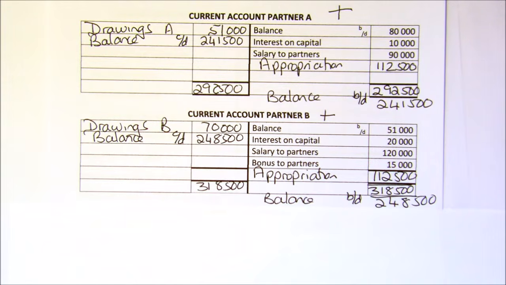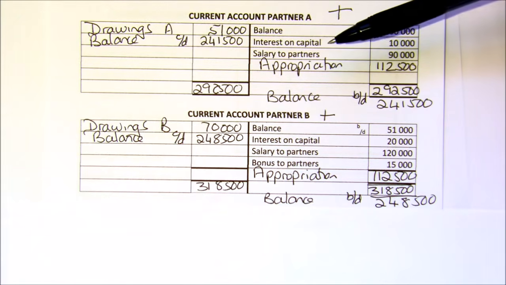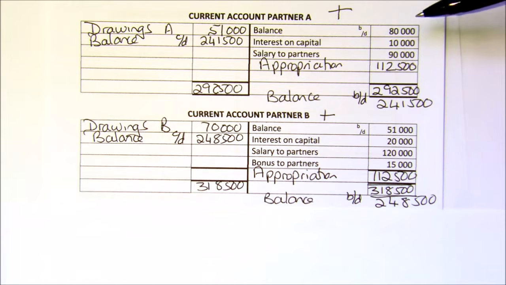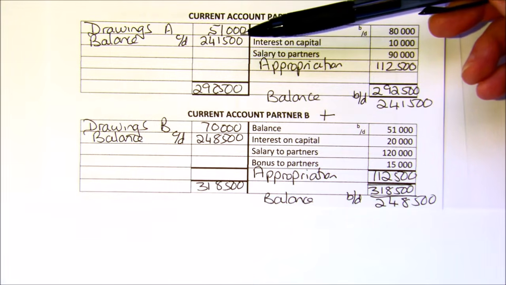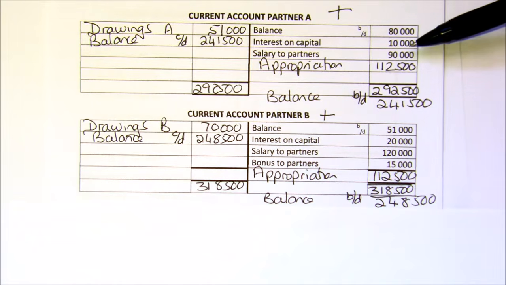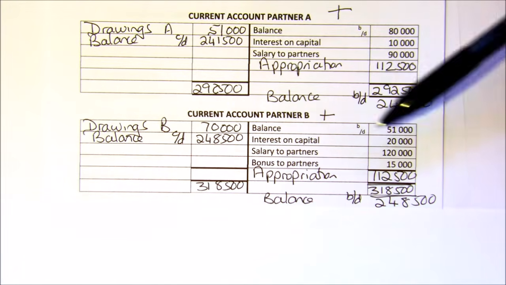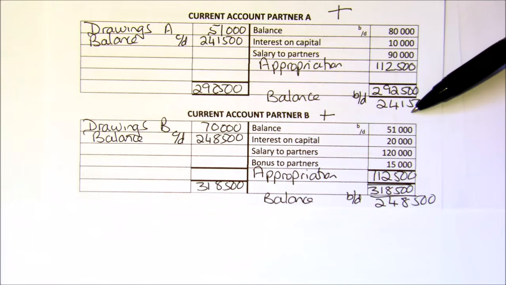Right, learners, in an earlier lesson I spoke about the current accounts. And remember we said that in a partnership you have a separate current account for every partner. The purpose of the current account is to show how much profit, what earnings each partner has earned, and to take off his drawings against it. So if we just look here, this first partner had an opening balance, he earned some interest and a salary, and the appropriation was his final share of the profit. He had already taken some drawings out, and so we could work out what we still owe him.